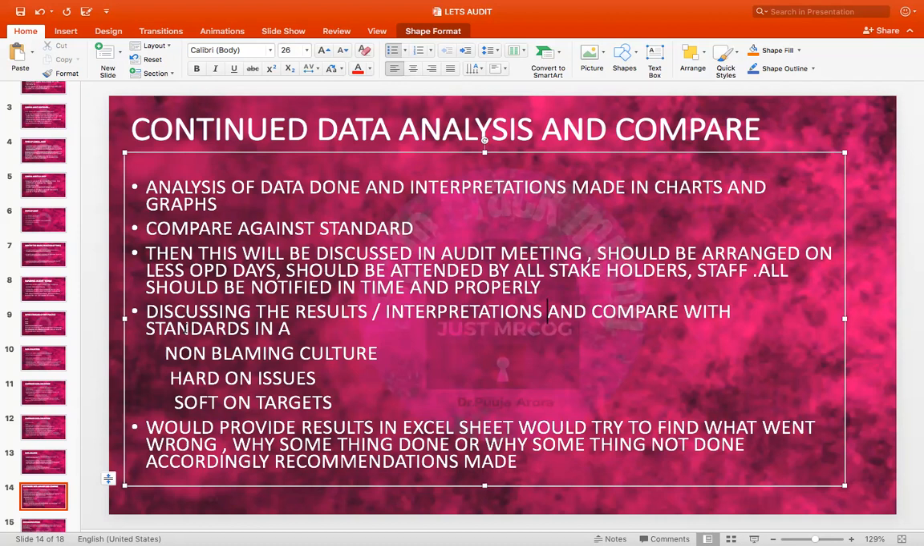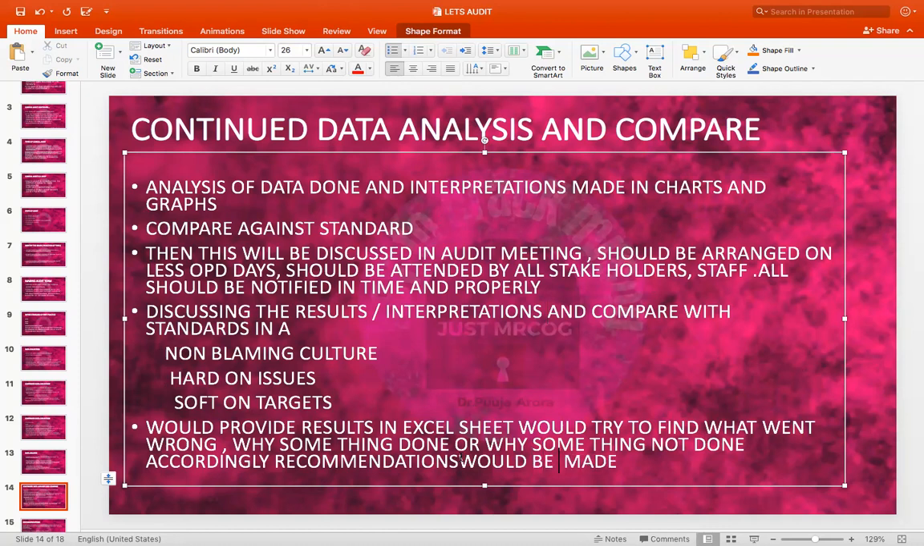We would provide the result in an Excel sheet and try to find out what went wrong. This is again a buzzword: that we would provide the result in an Excel sheet, right? This we have already discussed here. It is always provided in chart and graph in an Excel sheet. We always make this in an Excel sheet. So we have to utter this word, and we try to find out what went wrong, why something was done or why something was not done. Accordingly, a recommendation would be made.